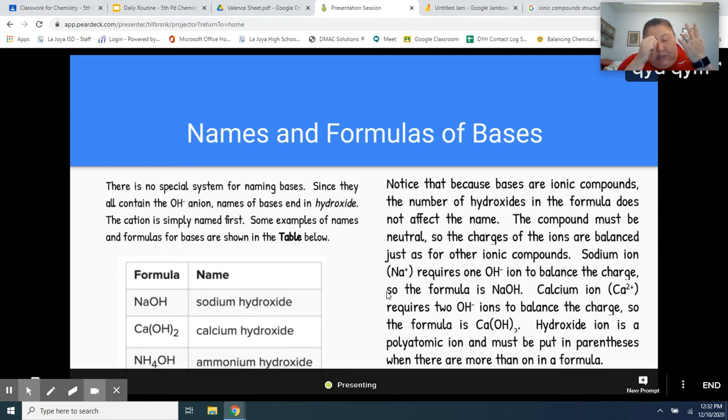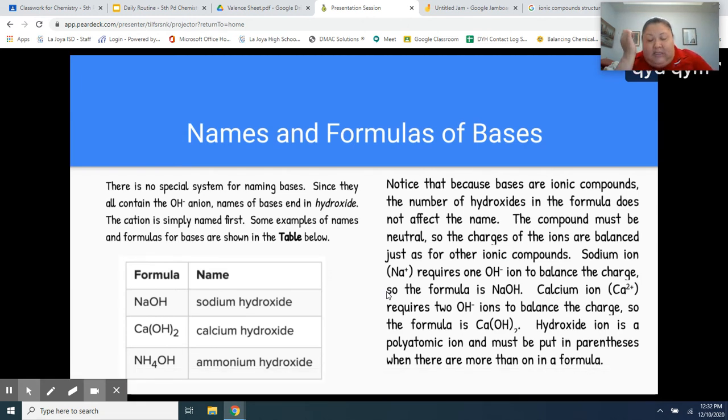Names and formulas. Like I said, naming and formulas is a review because technically you've already done bases. Bases are ternary ionic compounds. We did those on Thursday and Friday of last week. We said when we name a ternary ionic compound, we don't change the name of the cation. And if my poly is an anion, we don't change the name either. But the thing about bases is that every single one of them will end with the same polyatomic.